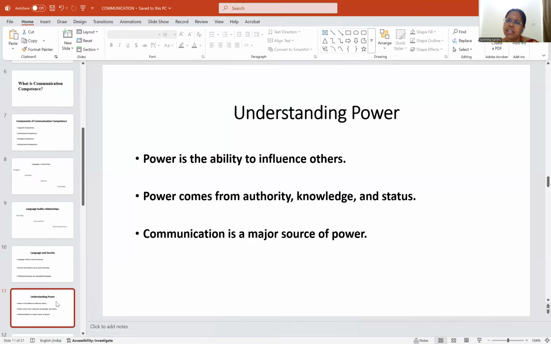Power is the ability to influence others because power enables individuals or groups to shape decisions, beliefs, and behaviors. Power comes from authority, knowledge, and status. How come? Because teachers, managers, experts, and political leaders often possess power because of their position and expertise towards the content. Next, communication is the major source of power.